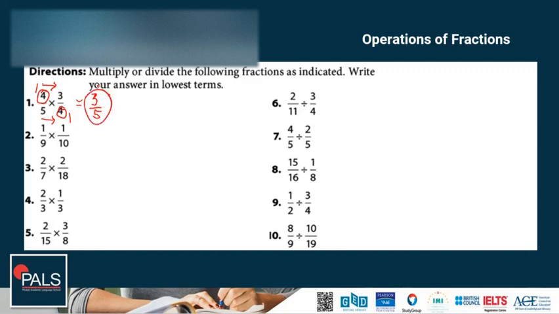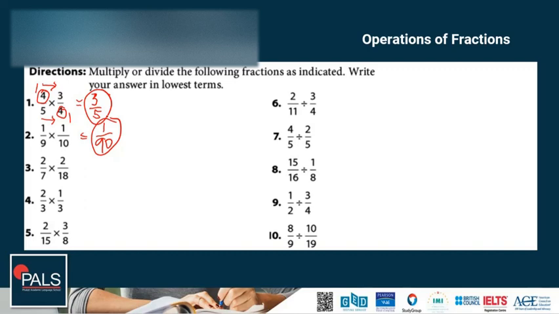Okay, number 2, we can't cross cancel. So we can just proceed to multiplication. 1 times 1 is 1. 9 times 10 is 90. So the answer is 1 over 90.